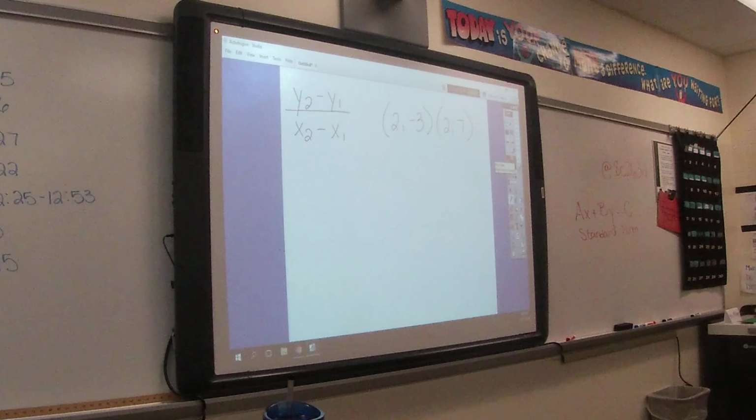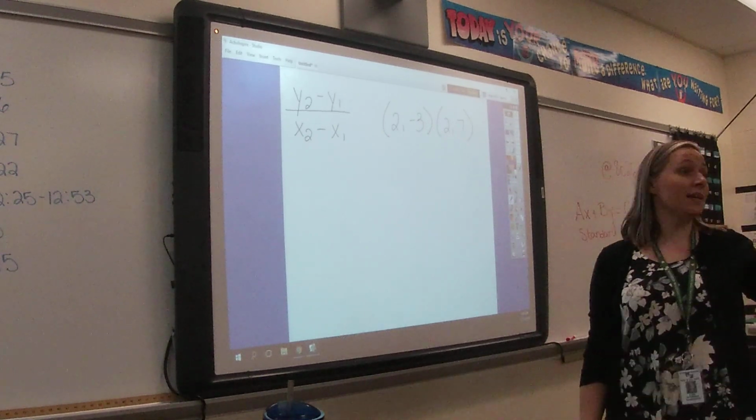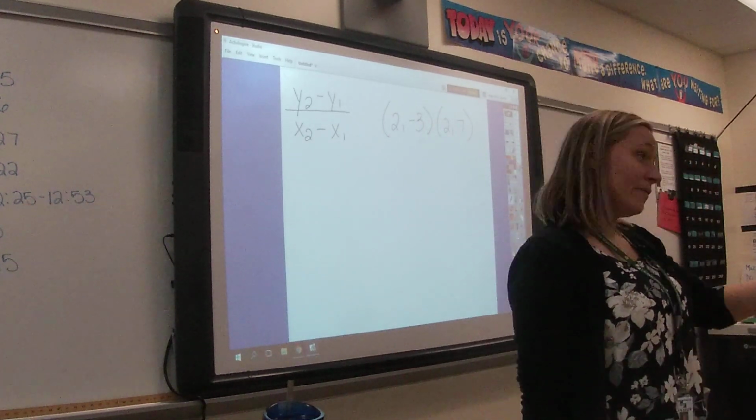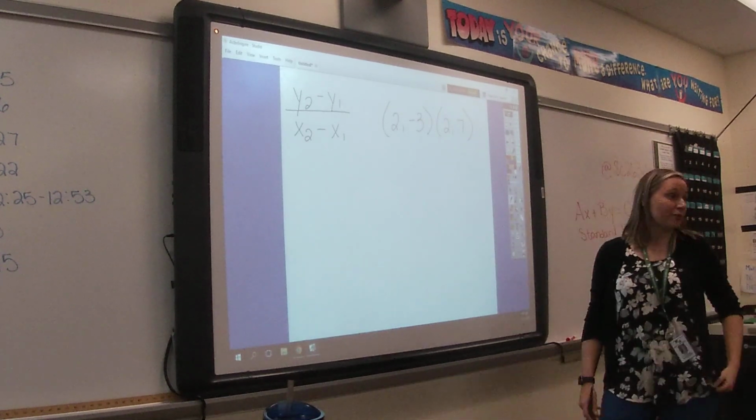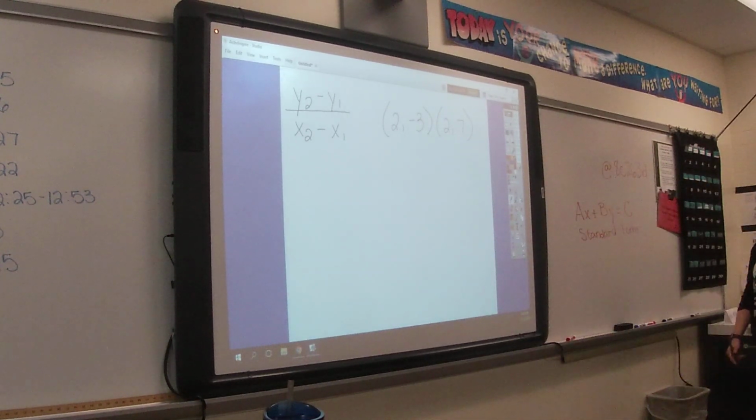So maybe we're given two ordered pairs, (2, -3) and (2, 7). Maybe we're not given ordered pairs. Maybe we're given a graph, but you prefer to name those ordered pairs. Functions can be represented in all different forms, so that's okay. So now we have these two points. What are we going to do to find the slope?